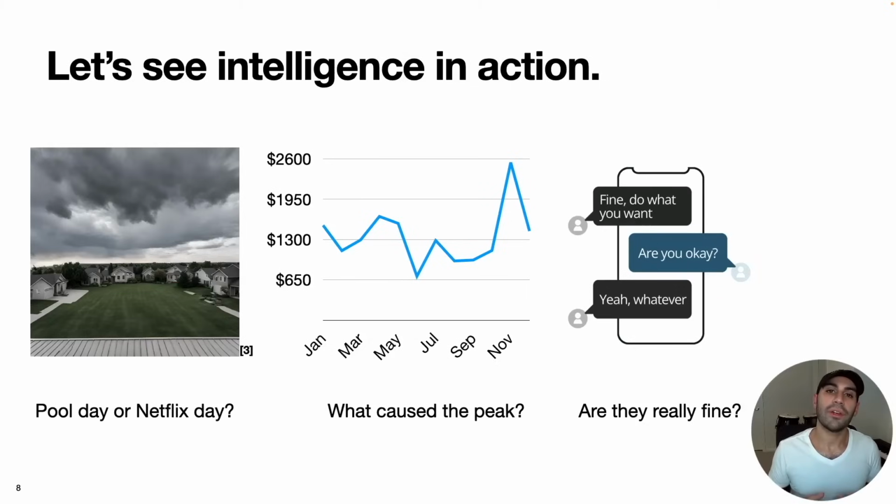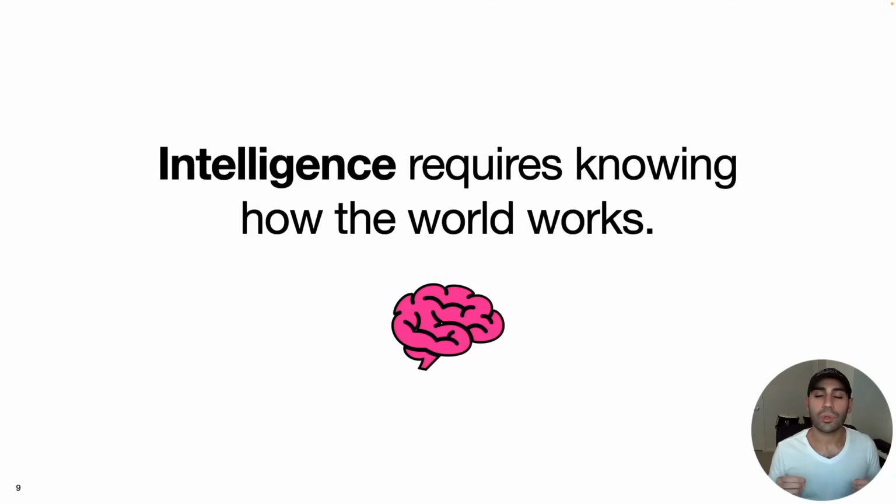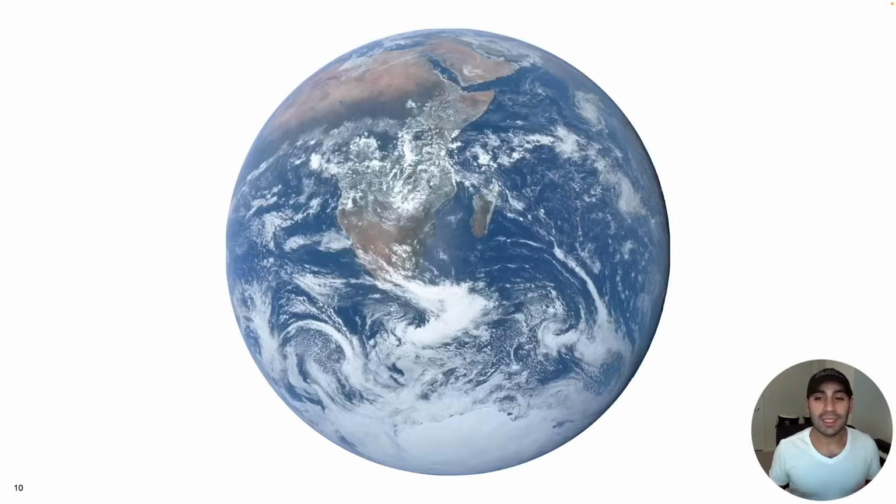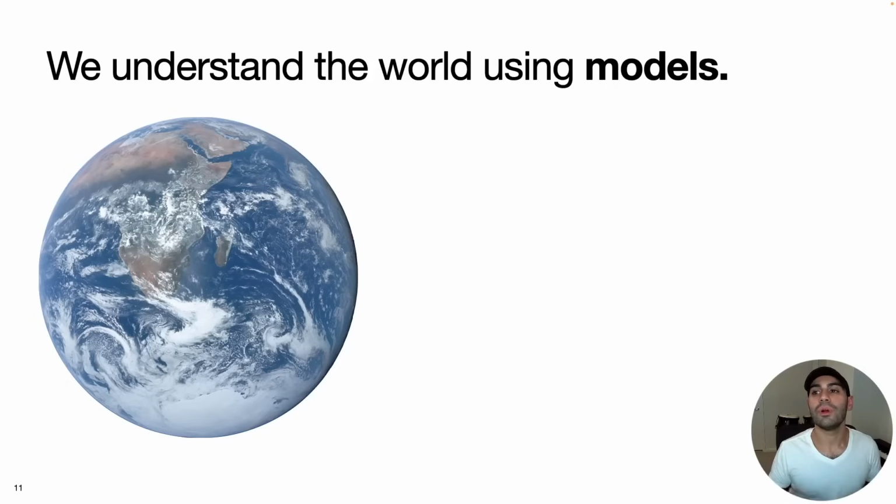Each of these scenarios is a situation where we used our intelligence to make a decision or to solve a problem. So even though each of these examples is very different, there's a common thread that runs through each of them, which is intelligence requires knowing how the world works. But of course, the world is a massive place and it's very complicated. So the way we make sense of this huge and complicated world is through models.